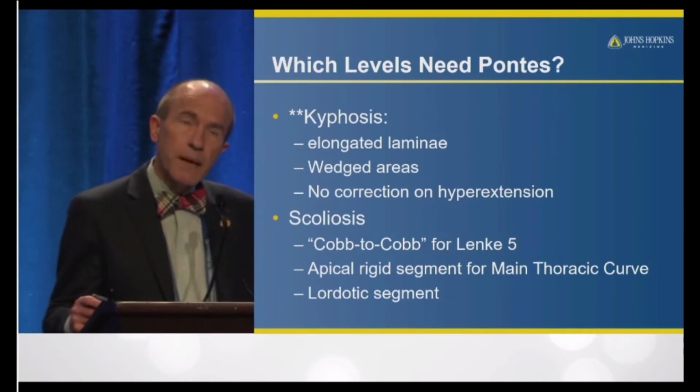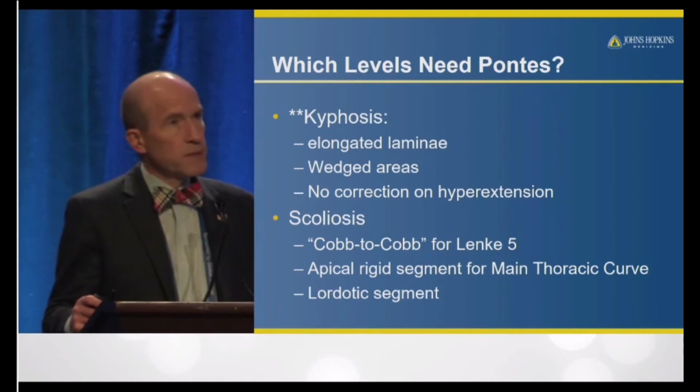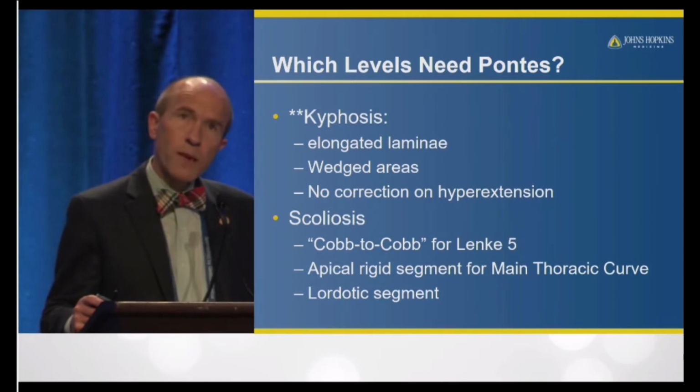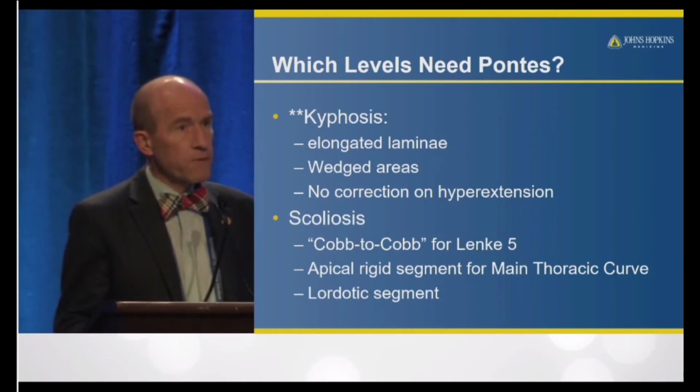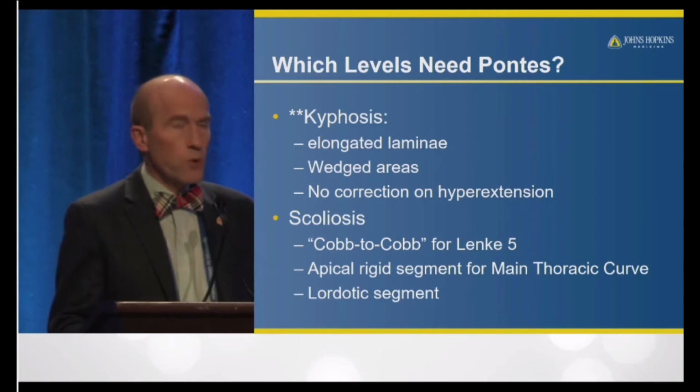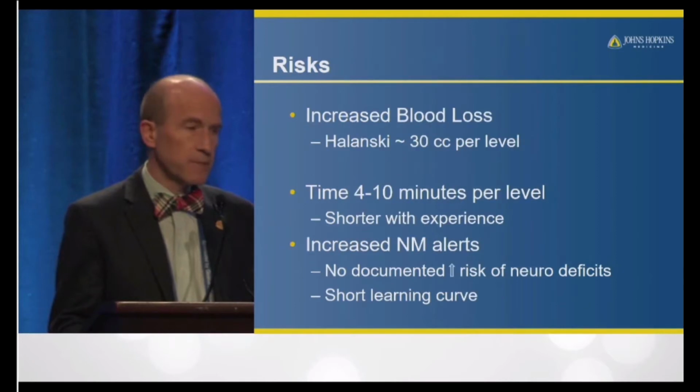Which levels need Pontes? In kyphosis, it should be all those with an elongated lamina, all that have a wedged vertebra, and that don't correct in hyperextension. In scoliosis, it can be Cobb to Cobb for the short, lanky type 5 fusions, or the apical rigid segment for the main thoracic curves, or those with lordotic segments.